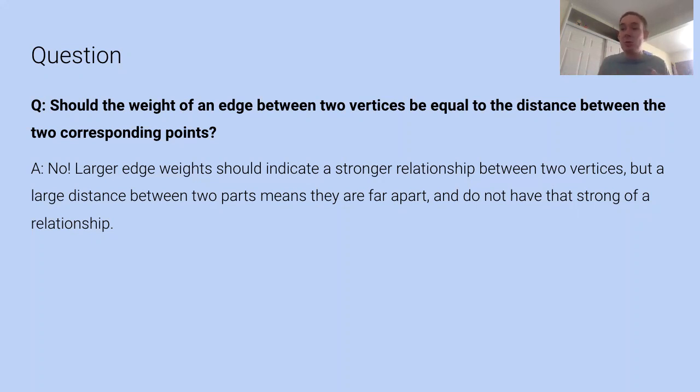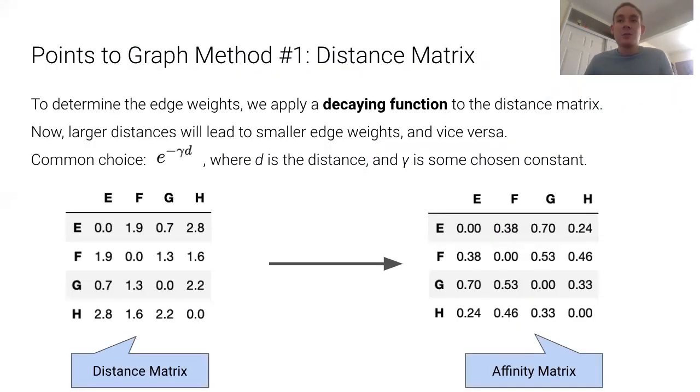It doesn't make sense for 2 points that are really far apart to have a really strong edge weight, because those points aren't closely connected. They're not really related that closely. So to figure out our actual edge weights, we'll apply a decaying function to the distance matrix. This function can be almost anything you want, but it has to have the property that as the distance gets larger, the result gets smaller. That's why I say decaying function. So now, larger distances lead to smaller edge weights and vice versa.